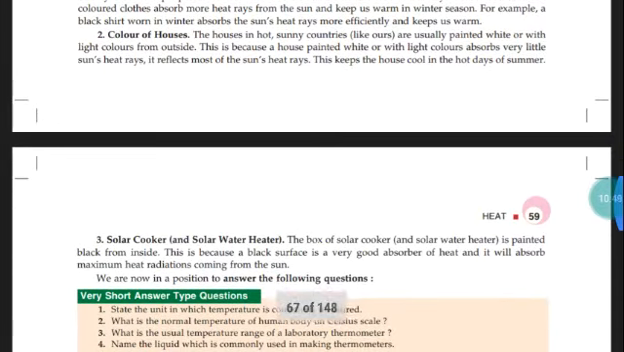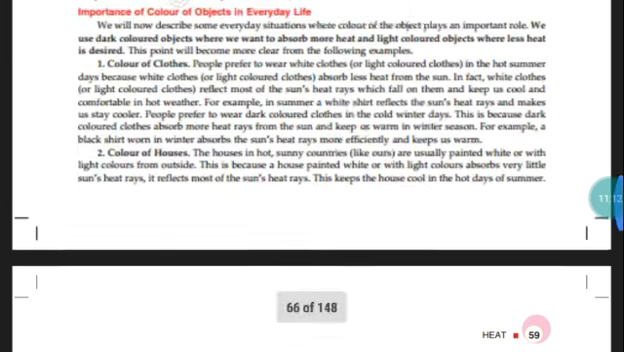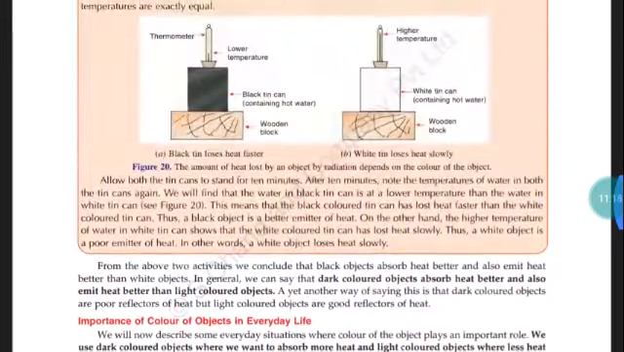Now we will come to the solar cooker or solar water heater. The box of a solar water heater or solar cooker is painted black from inside. Why is this so? This is because a black surface is a very good absorber of heat. It doesn't reflect any heat, so it will absorb maximum heat radiation coming from the sun. So that's all about radiation.